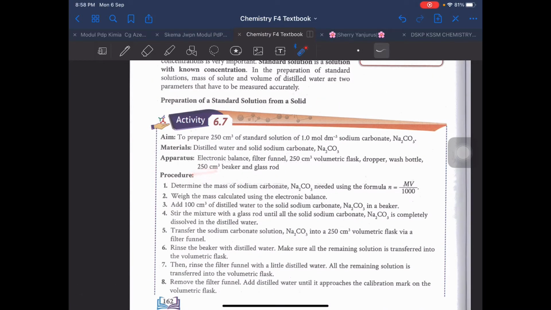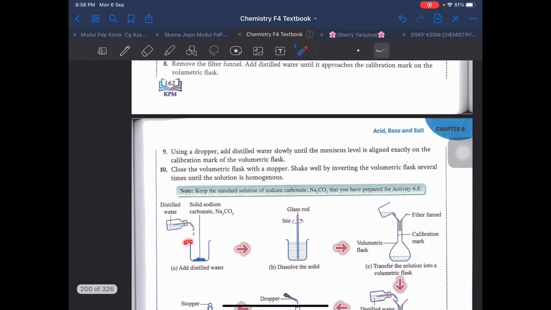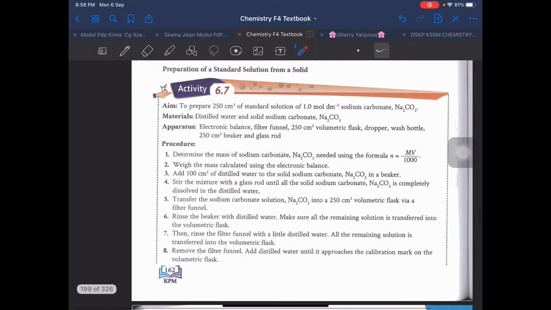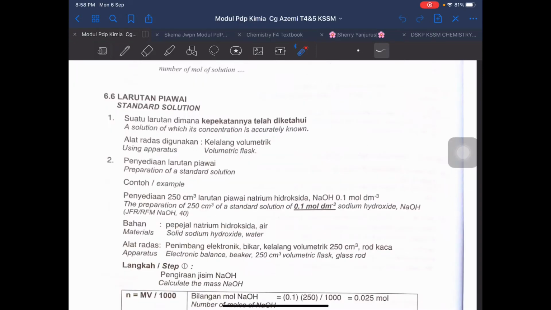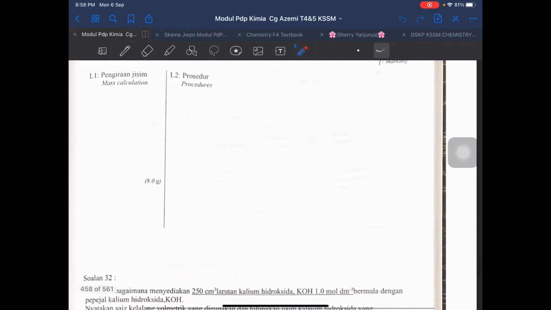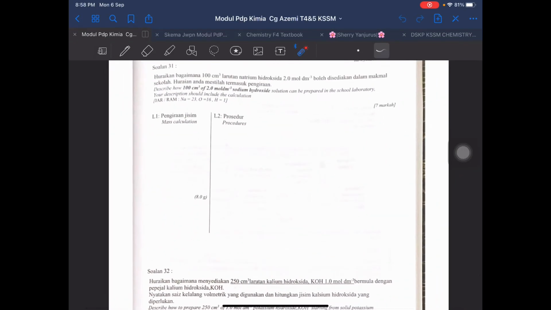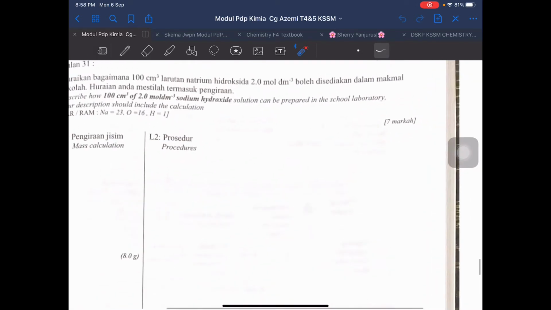250 cubic centimeter beaker and glass rod. Beaker and also glass rod to stir. Why do I need to explain this one by one? Because after this, you are going to do this exercise in Cikgu Azmi's book. Okay? You will need to do all the procedures. There are 7 marks for the procedures.